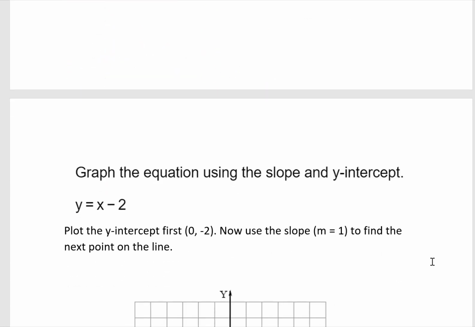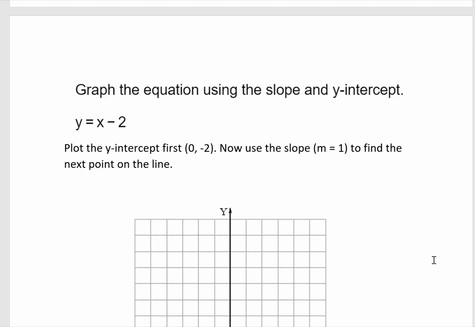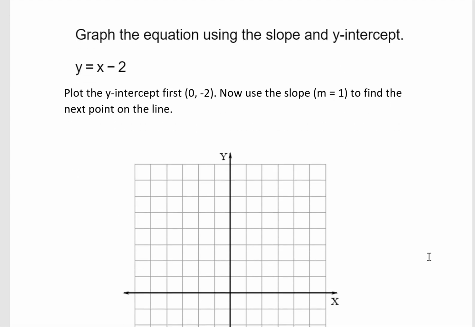Graph the line using the slope and the y-intercept. So we can plot the y-intercept first, which I can see because this is in the slope-intercept form of an equation. If you remember, it is y equals mx plus b, where the coefficient of x is the slope. So I see the slope is 1 and the y-intercept is (0, -2).